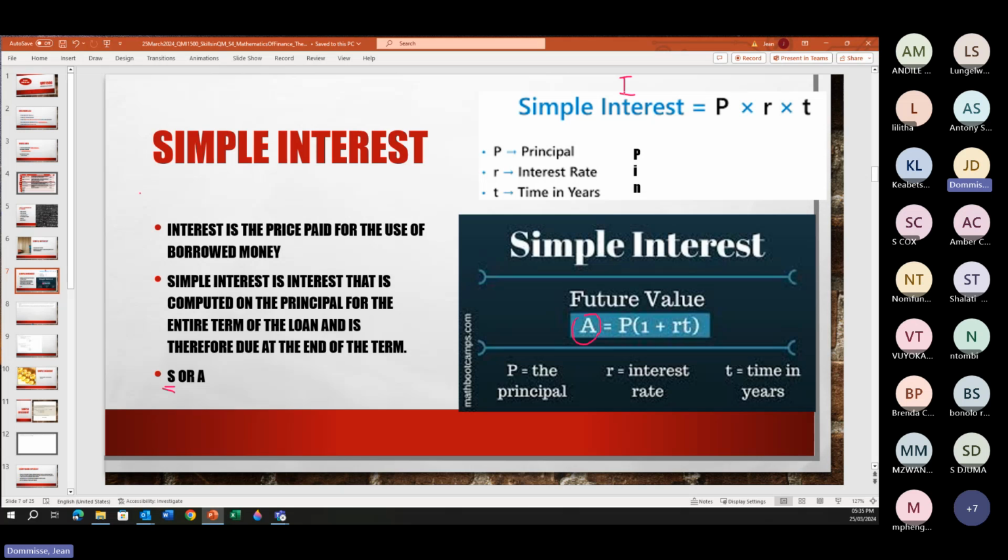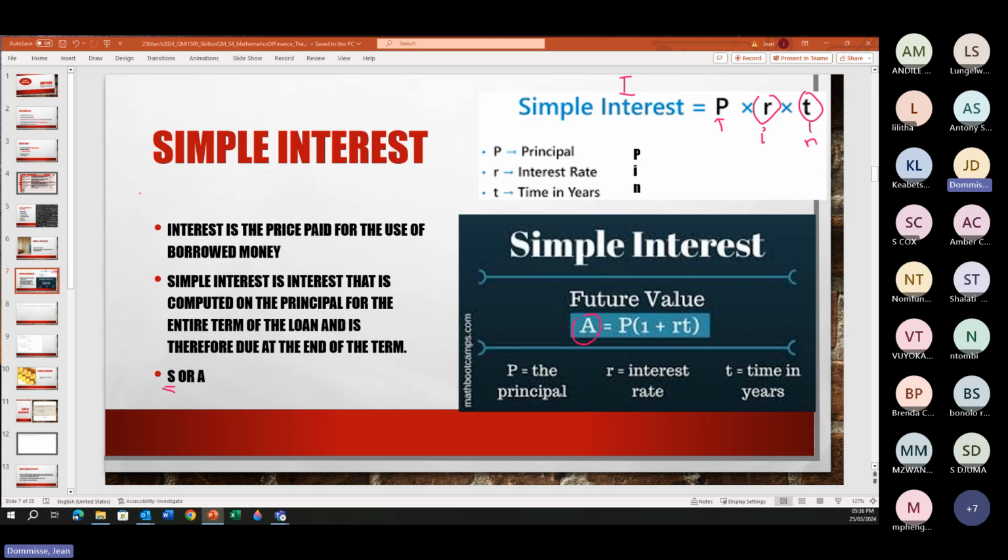So when we need to work out simple interest, mostly all of the formulas will have P as your principal value. Some have R as your interest rate, some have I as your interest rate, and some have T as your time in years, where others have N. So when you see it, just know what it stands for in the other formulas.